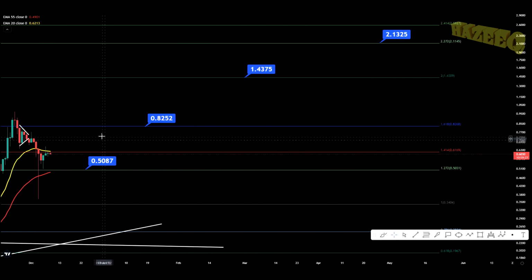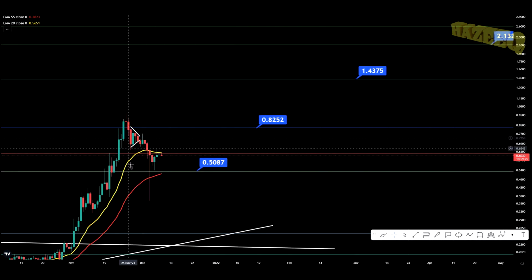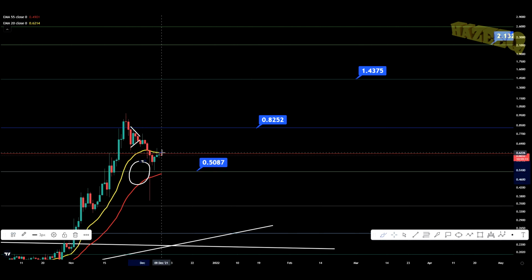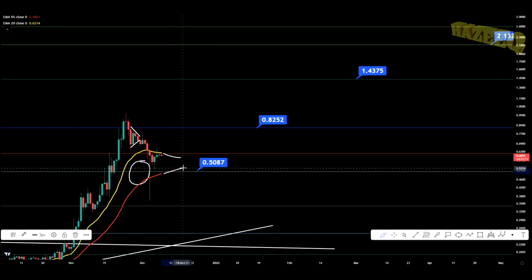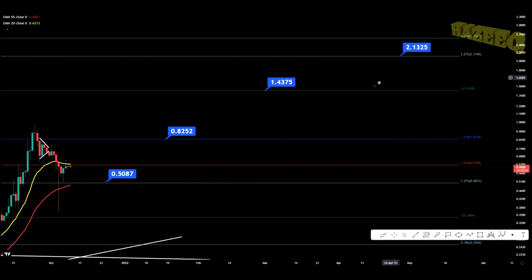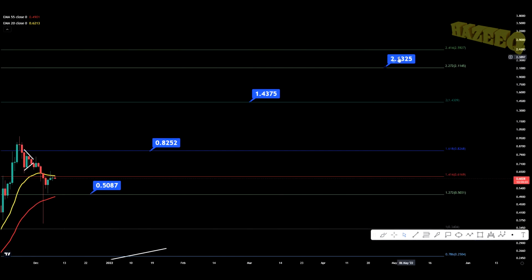I did give you this bear pennant in the last video, and it did give us a price target at the 55 EMA, and that's exactly where we landed as well. We just want the EMAs to come closer a bit because they do have a gap in between them, and you want them to come back and catch up with each other basically. So long term, I'm still looking at $1.43 and $2.13.